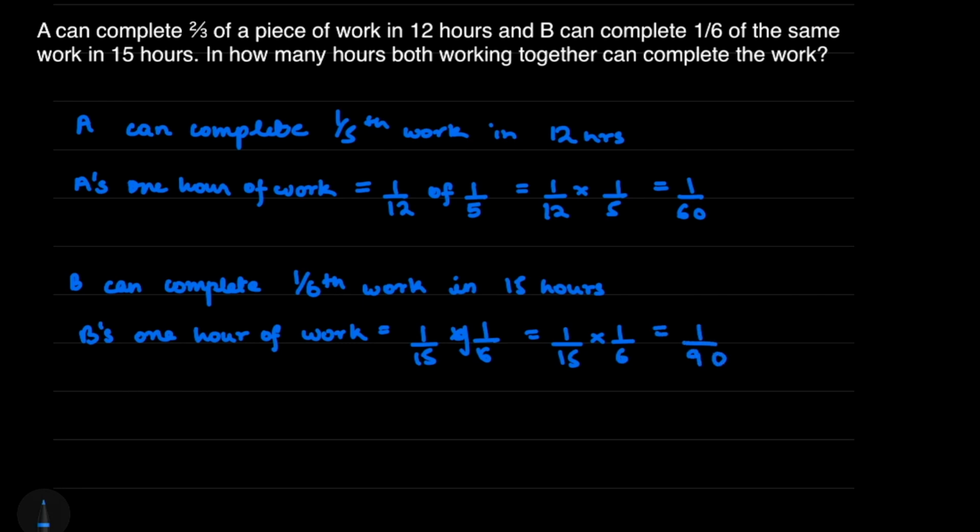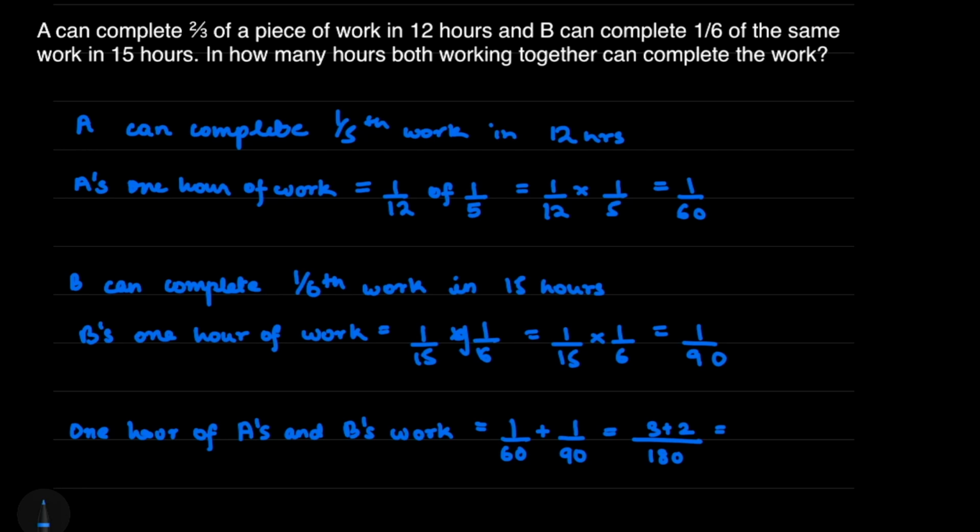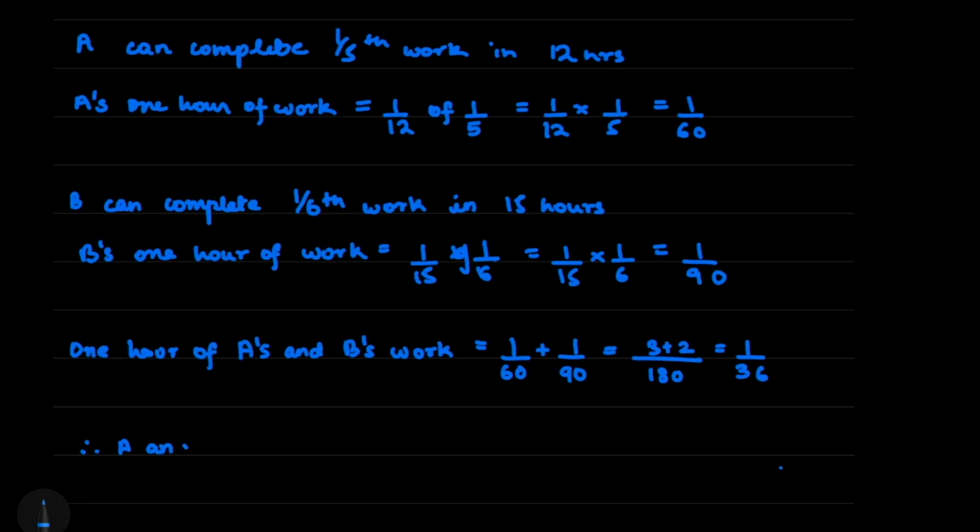Let's now calculate what 1 hour of A's and B's combined work is: 1 by 60 plus 1 by 90. And this is calculated as 1 by 36. So if 1 hour of work for A and B together is 1 by 36, the inverse would be the number of hours needed for A and B to work together to complete the work. So when A and B work together, they can complete the entire work in 36 hours.